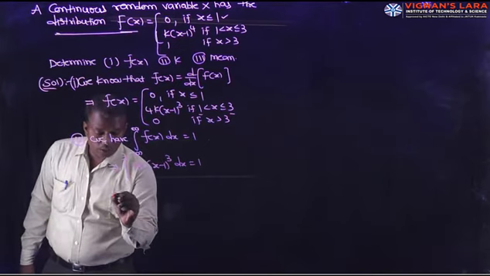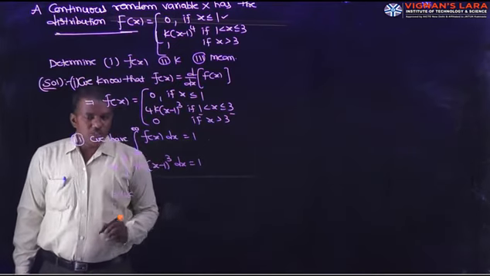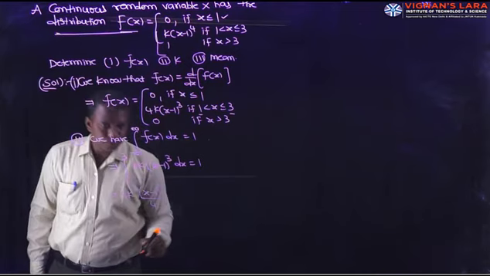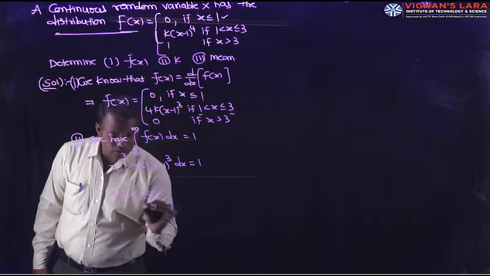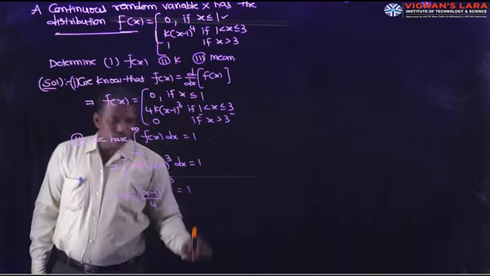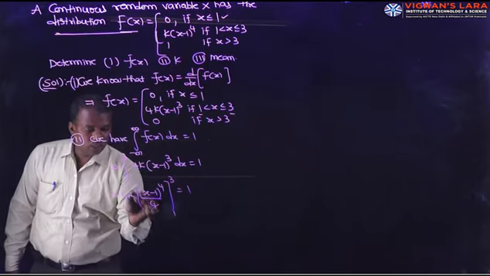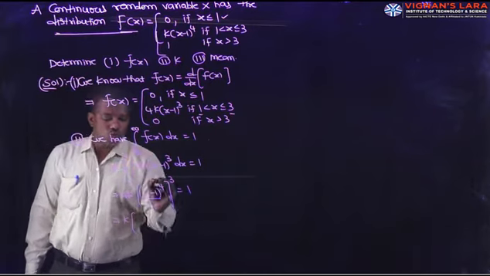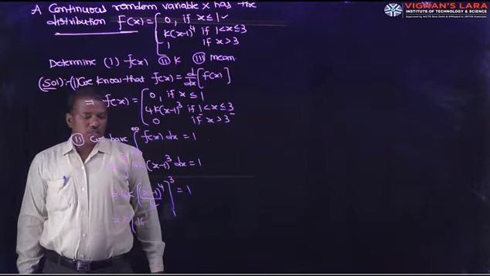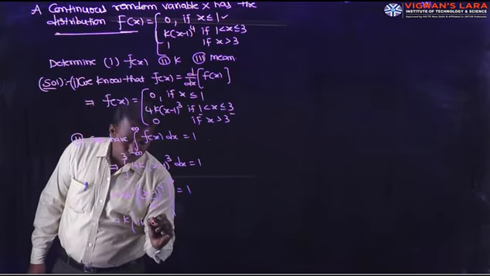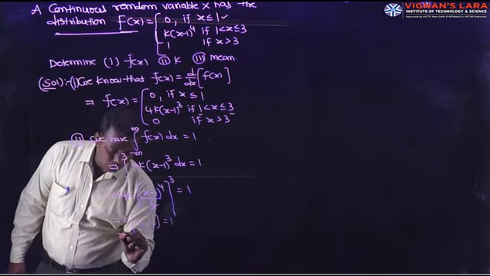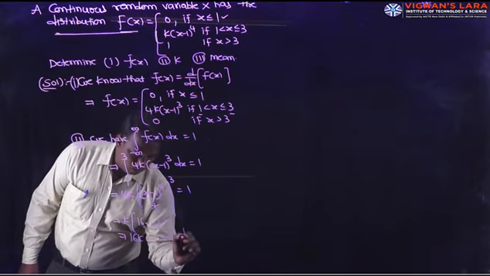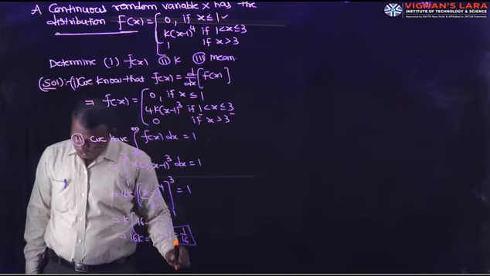Then 4k into integration of (x − 1)^3 is (x − 1)^4 by 4, between 1 and 3. Here 4 cancels, which implies k into the upper limit (3 − 1)^4, that is 2^4 = 16. Next, the lower limit (1 − 1) is 0, equal to 1. So 16k is equal to 1, then k is 1 by 16. K equals 1 by 16.